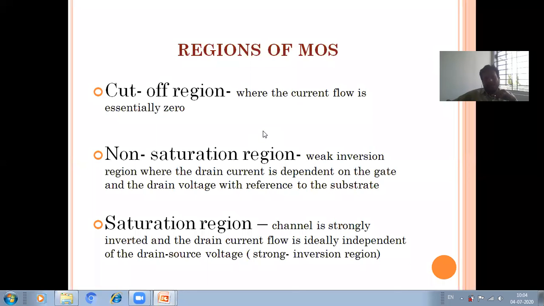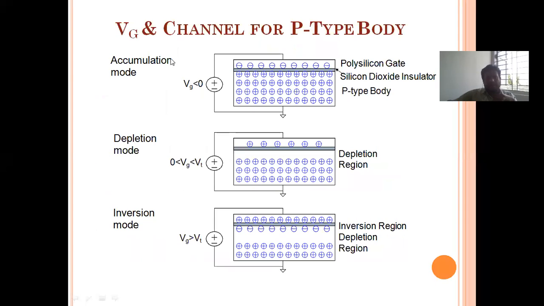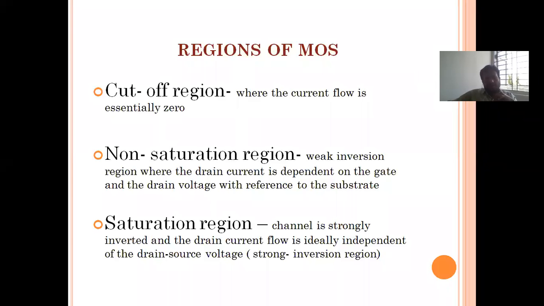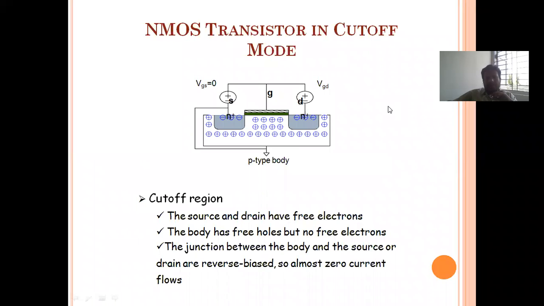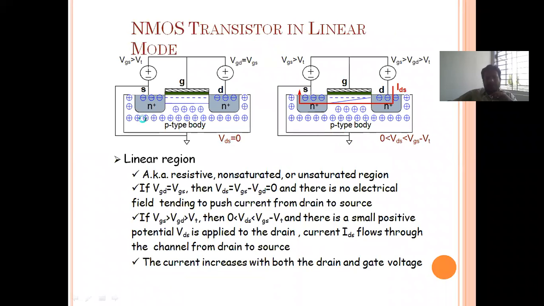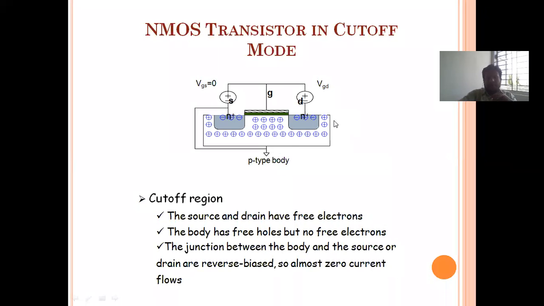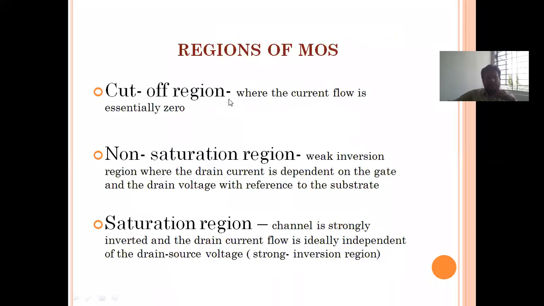In the cutoff region, the current is essentially zero. Why is the current zero? Same as the previous slide, that is the accumulation. Here, the gate voltage is less than zero, so there is no channel formed between the two regions. It's called the cutoff region.